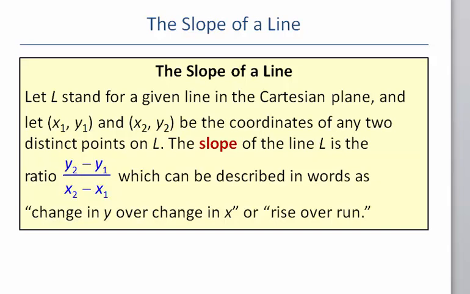Let L stand for a given line in the Cartesian plane, and let (x1, y1) and (x2, y2) be the coordinates of any two distinct points on the line L. The slope of the line L is the ratio (y2 minus y1) divided by (x2 minus x1), which can be described in words as change in y over change in x, or rise over run. We're going to look at several examples using this formula to calculate slope.